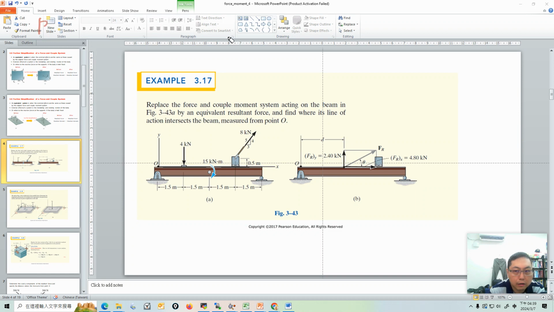Okay, let's say, this color is not this bad. Oh, so sorry, I chose the wrong one. Okay, so let's say before simplification. What's the resultant force before simplification?